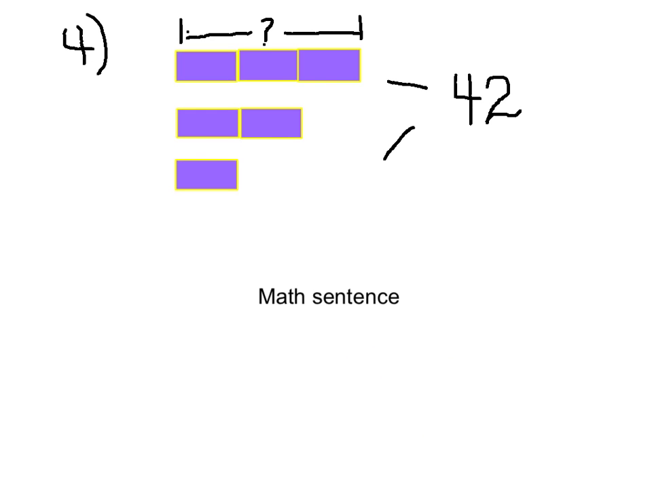Okay, this problem is the last problem in this set of 4. Go ahead and write the math sentence that this bar model represents, remembering that each one of those bars have equal value.